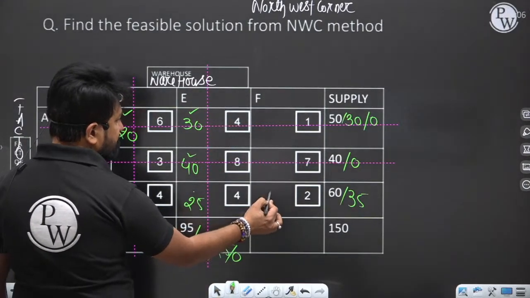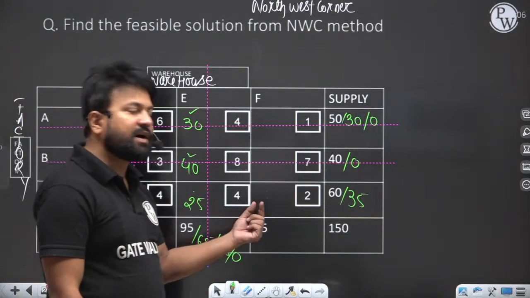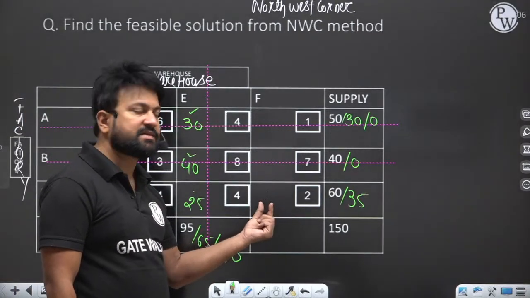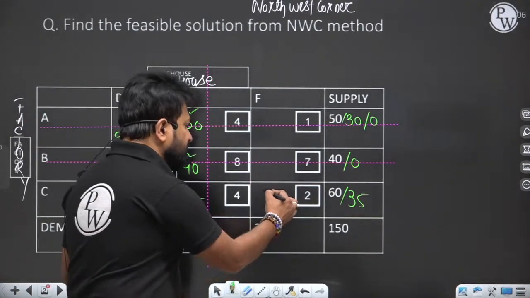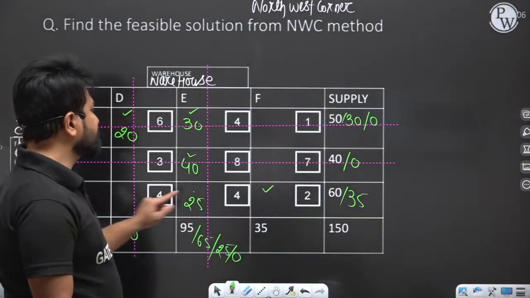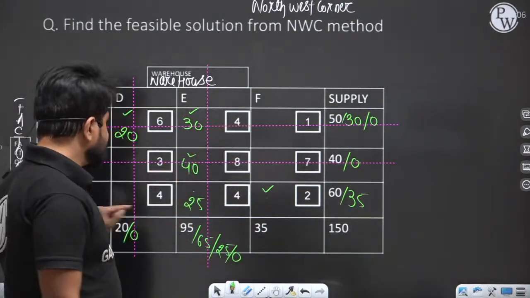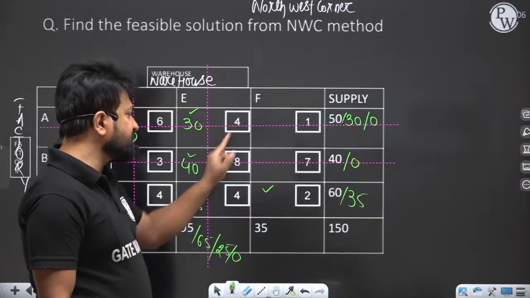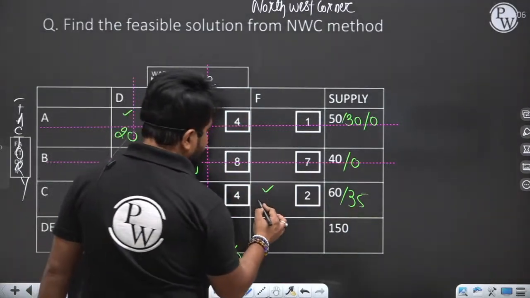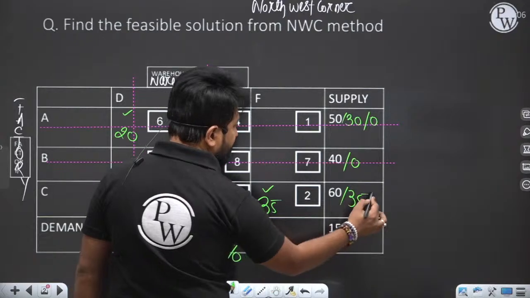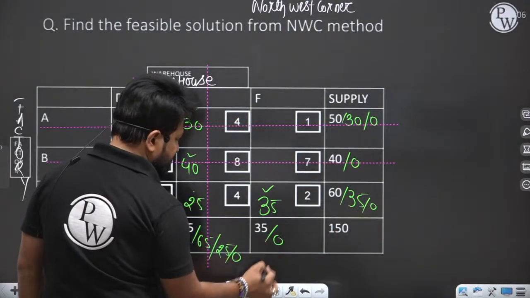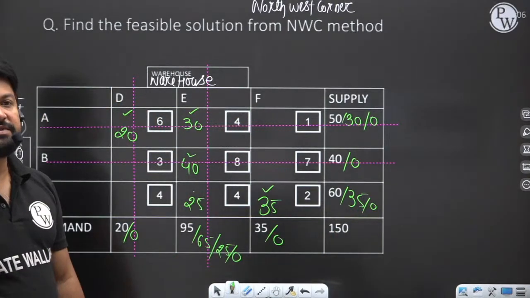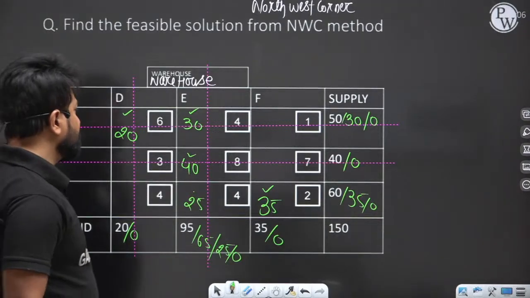So the next northwest corner, that is the unallocated cell, will be this. It means C is going to supply F. How much can C supply? 35. How much can F store? 35. So my dear, here you are going to write 35. So this is 0. So here supply and demand both are fulfilled.